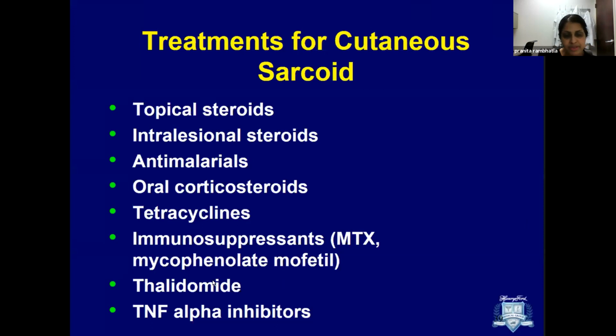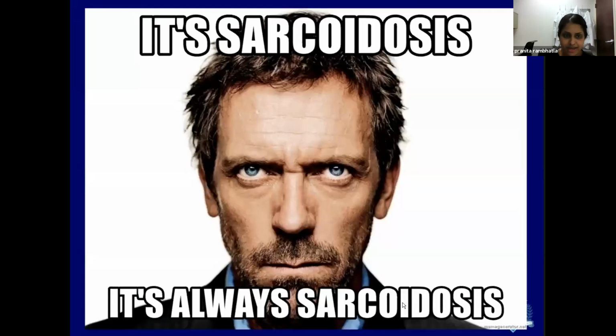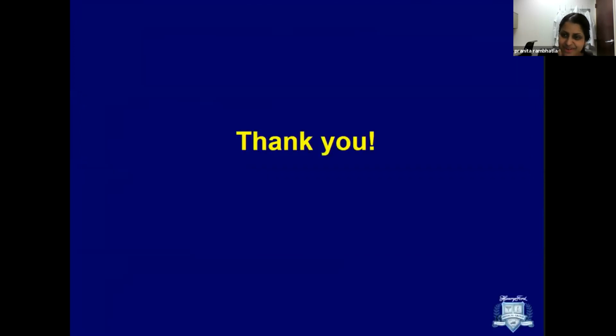Thalidomide is a little bit harder. We have to enroll the patients in the STEPS program, and it's a little bit more difficult as far as getting the pregnancy test on time and prescribing, but we do have that if we need it. And then the TNF alpha inhibitors are probably the most common one that we use once they start to have more involved skin disease. So I think I've convinced you today it's always sarcoidosis, right, with our differentials. I hope that you can take something away from today's talk. So thank you, and I can take any questions.